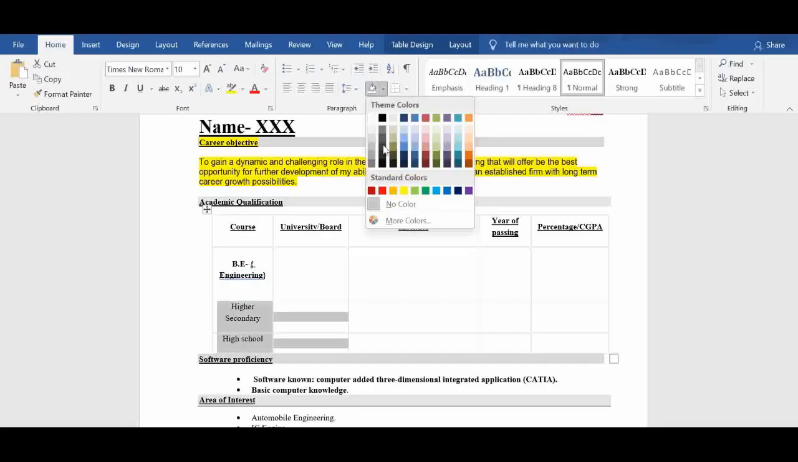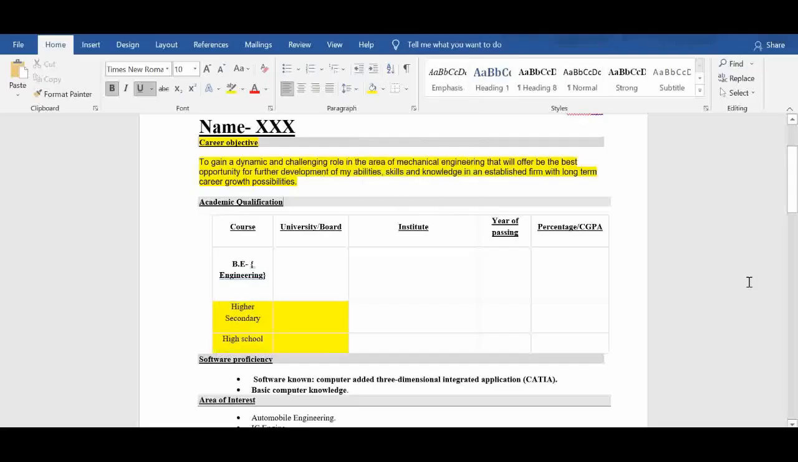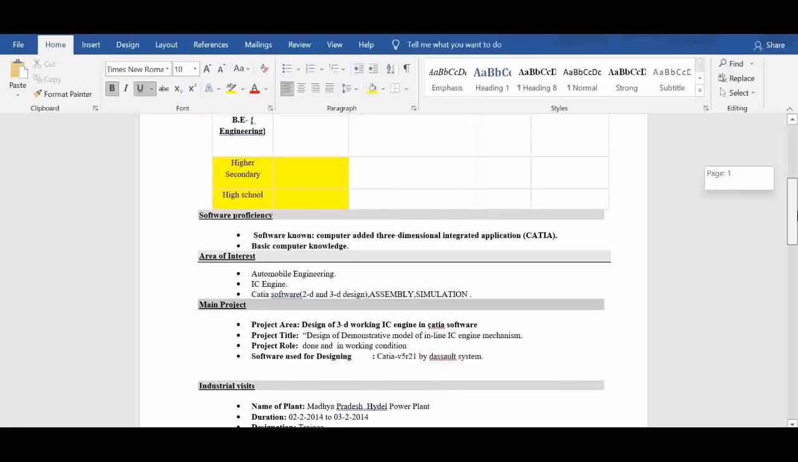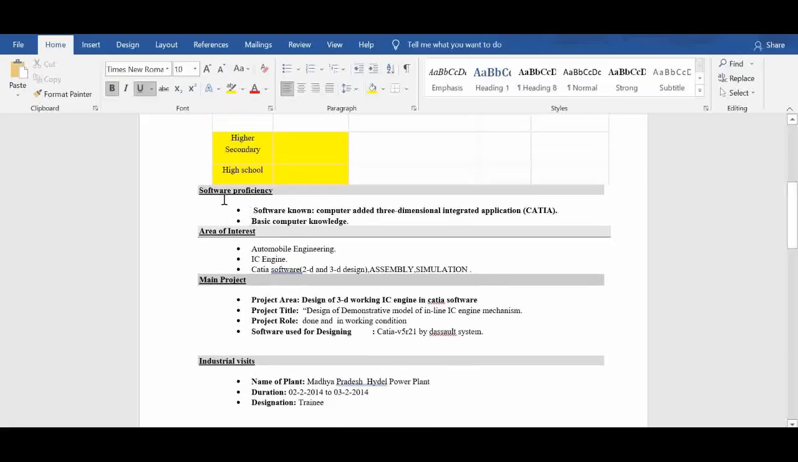So let us go down now to the other sections in the CV. The candidate has mentioned the software proficiencies, computer aided three-dimensional indication. He has written one software, kaise, and he has given the full form of kaise, which is actually not required. Software proficiencies may have many major things which he has missed.